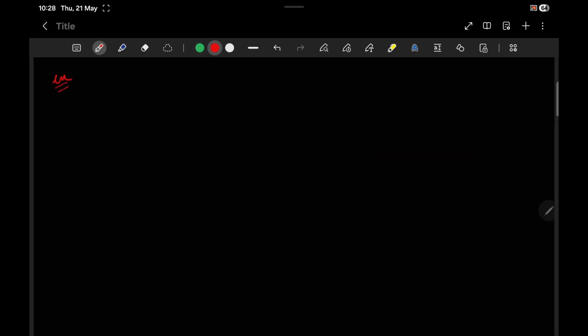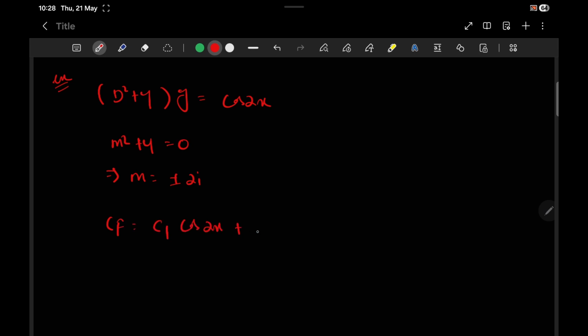So let's take an example, that is d square plus 4 into y is equal to cos 2x. So m square plus 4 is equal to 0, our auxiliary equation, m is equal to plus minus 2i. So the complementary function will be c1 cos 2x plus c2 sin 2x into e to the power 0x, that is 1. So CF will be this term whole.